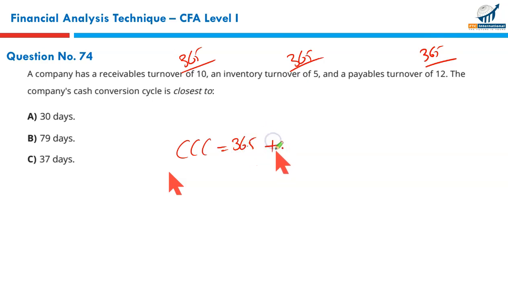36.5, 365 upon 5 gives you 73, and deduct 365 upon 12, 30.42. So 36.5 plus 73 less 30.42 gives you 79.08, perfect match, B.